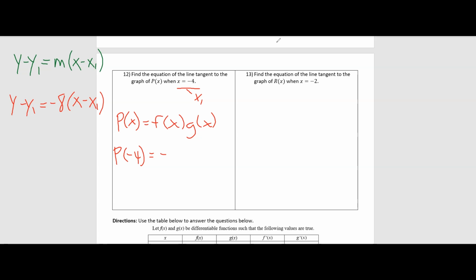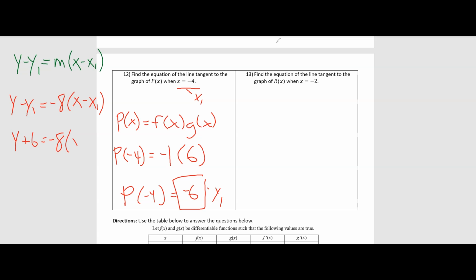We see that f of negative 4 is negative 1, and g of negative 4 is equal to positive 6. So p of negative 4 is equal to negative 6. I said it's equal to positive 6 up here, because it is, but when we multiply by negative 1, we get negative 6. So this right here is our y1. So I get y minus negative 6, so y plus 6 is equal to negative 8 times the quantity x plus 4. And that is the equation of the tangent line to p of x when x is equal to negative 4.